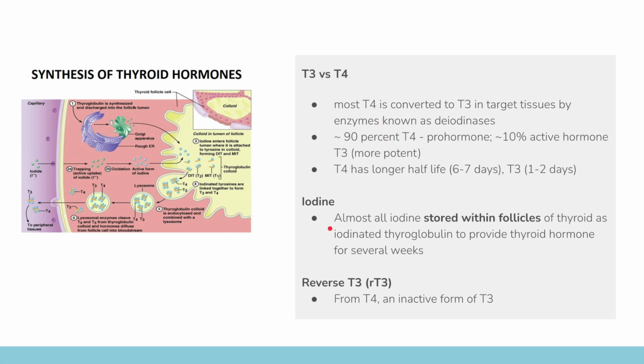So iodine. Next, almost all iodine is stored within follicles of the thyroid, and it's stored there for several weeks, so you have a good supply's worth before you run out. And this is why some medications, again, we'll talk about this later, will take 1 to 2 months to work because there is already this storage of iodine in your thyroid. Final point is reverse T3, and it is what the name suggests. It comes from T4 and it's an inactive form of T3. Not super high yield, but just so that you know what it is when you see it.